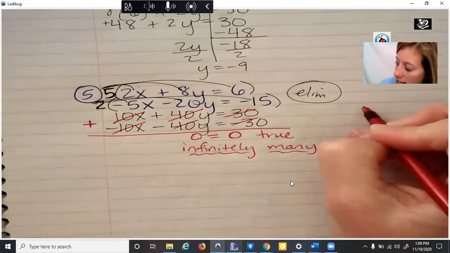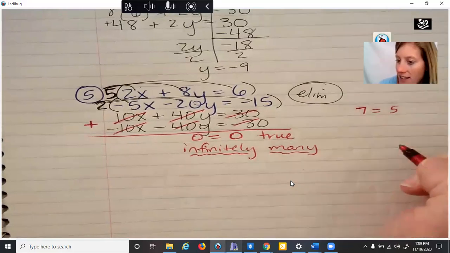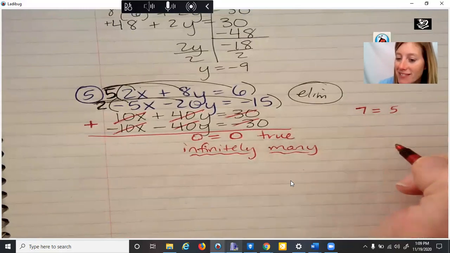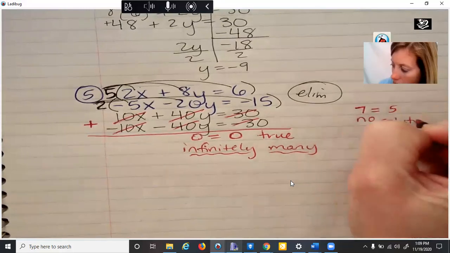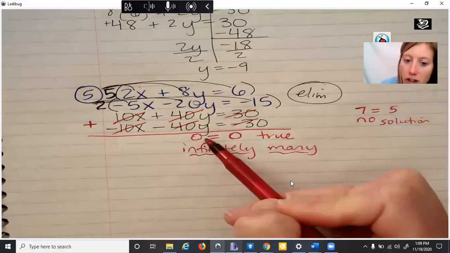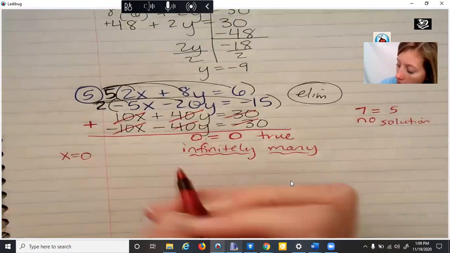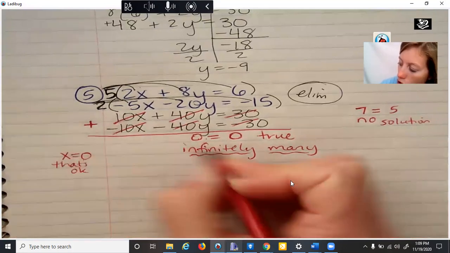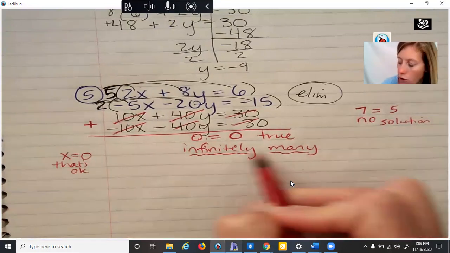When does 7 equal 5? Never. So that one is no solution. And notice this only happens when you have no x or y left. Because you can get x equals 0, and that's okay. This is when there's no x's or y's left. That's when you get infinitely many or no solution.